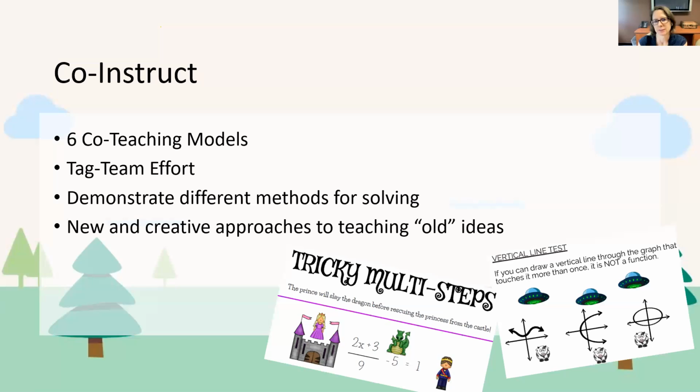We try our best to come up with new and creative approaches to teaching old ideas. If you look at the slide, we came up with a vertical line test that is more than just drawing a vertical line. We used spaceships and cows and laser beams that lift the cows. For solving tricky multi-step equations, that whole unit, we used a princess theme. The prince is trying to save the princess, but to do so, he will have to slay a dragon, blow up a tower, and then solve. So those are the ways we do things.